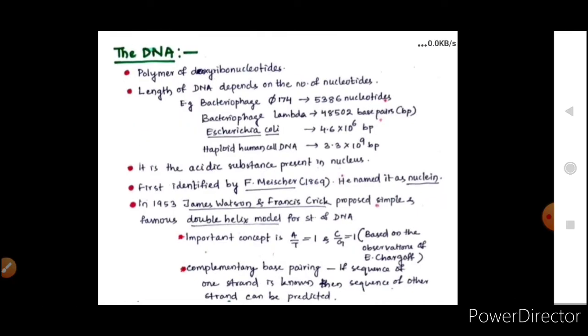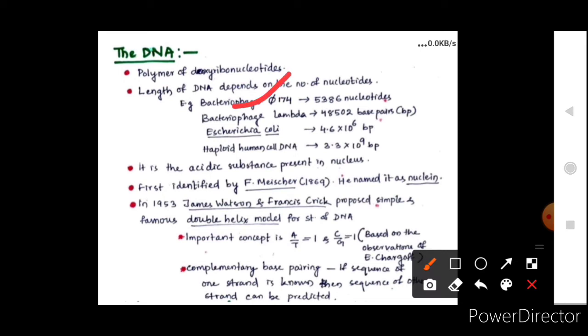Now the DNA is a polymer of deoxyribonucleotides. Length of the DNA depends on the number of nucleotides. This I already told, that bacteriophage Phi X174 is having this, lambda is having this much amount of base pairs, E. coli is having this, and haploid cell DNA is having this. Now it is an acidic substance present in the nucleus. It was first identified by Friedrich Miescher. He named it nuclein. Okay, and in 1953 James Watson and Francis Crick proposed a simple and famous double helix model for the structure of DNA.